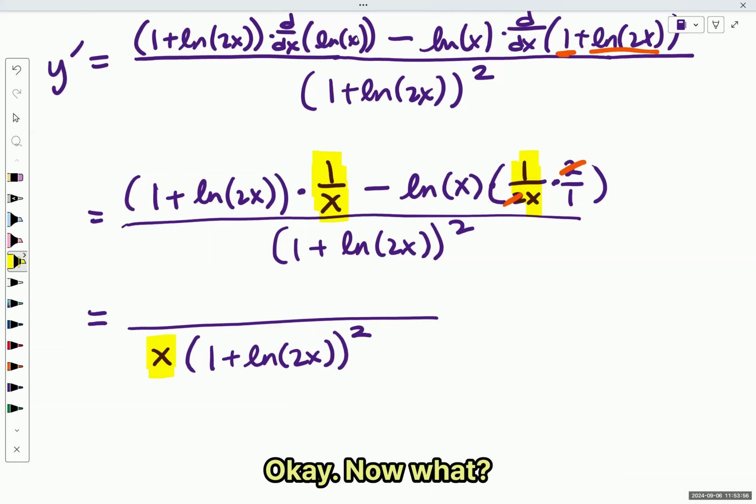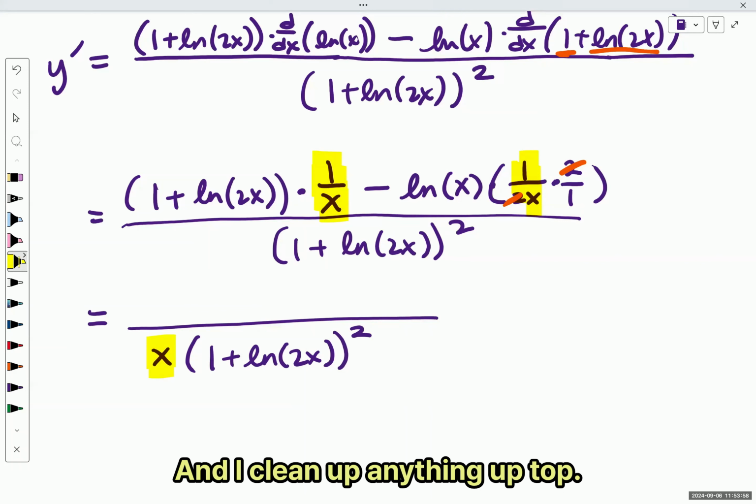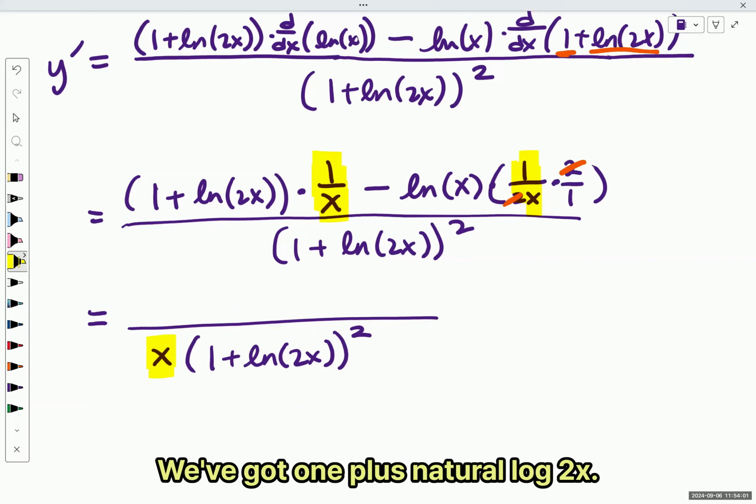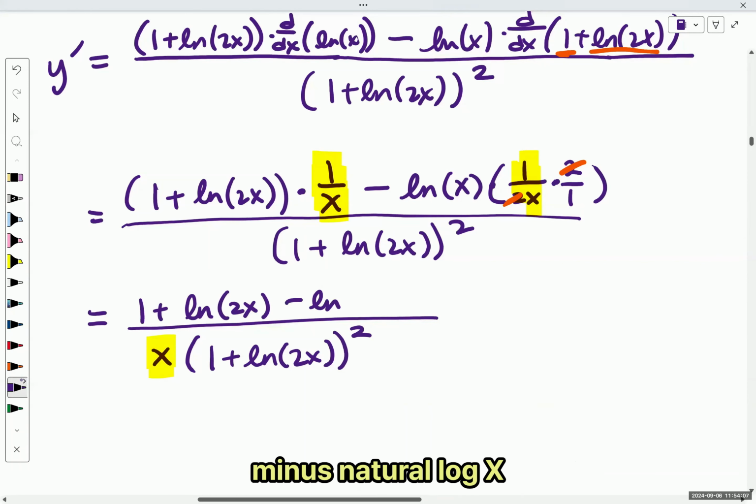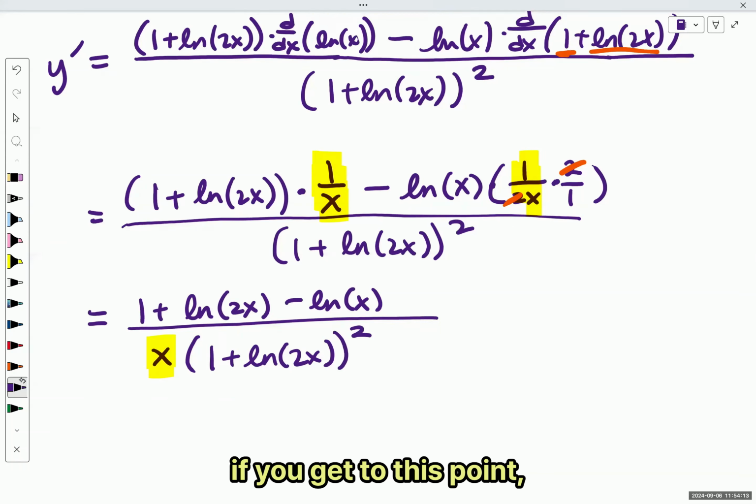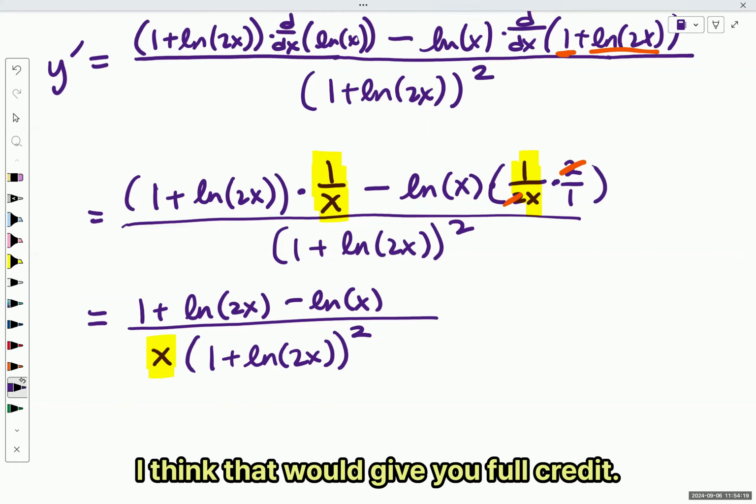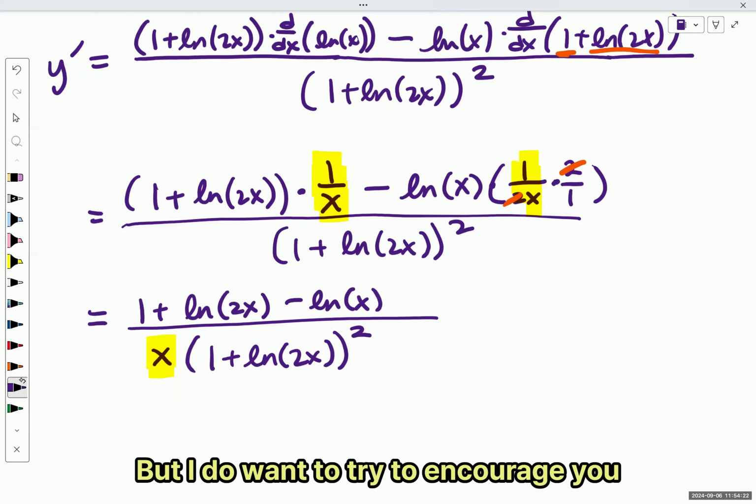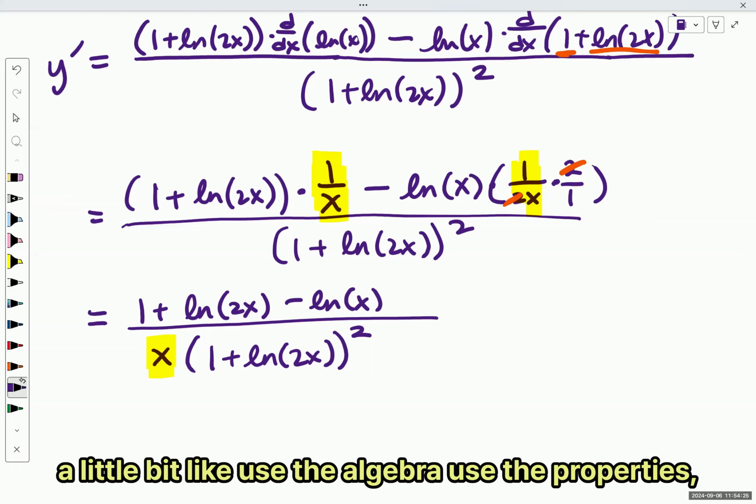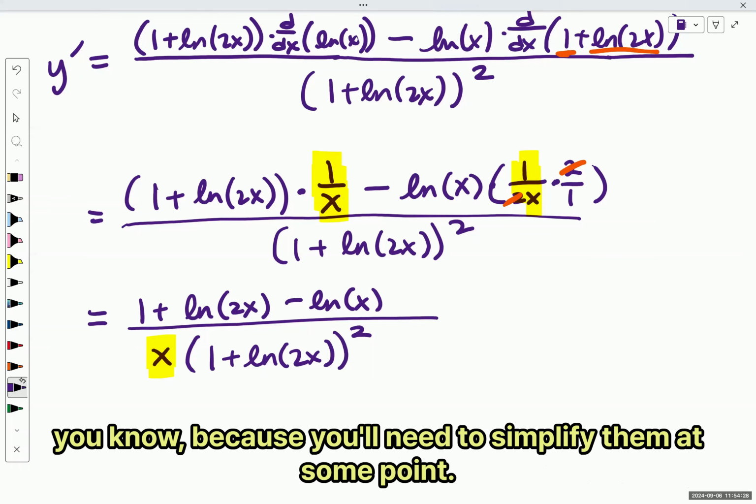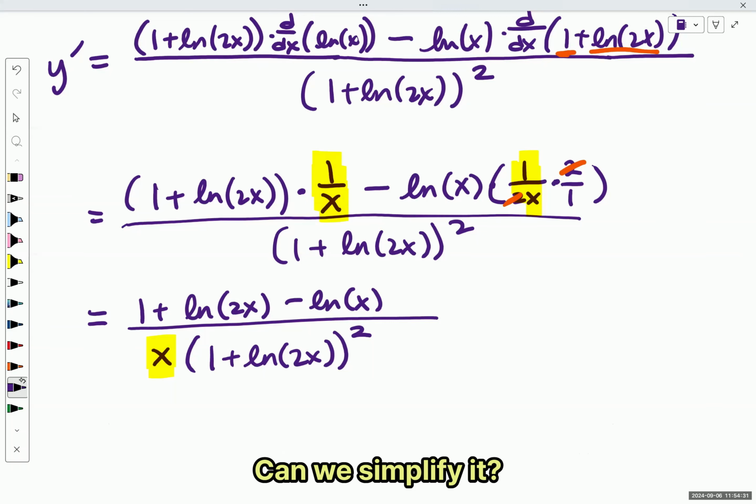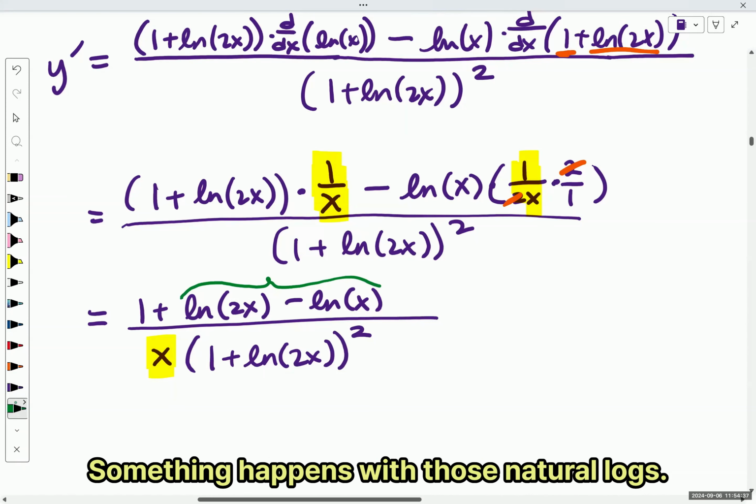Okay. Now what? Can I clean up anything up top? We've got 1 plus natural log 2x minus natural log x. If you get to this point, I'm okay. Like that would give you full credit. But I do want to try to encourage you a little bit. Use the algebra, use the properties you know, because you'll need to simplify them at some point. Can we simplify it? Something happens with those natural logs.